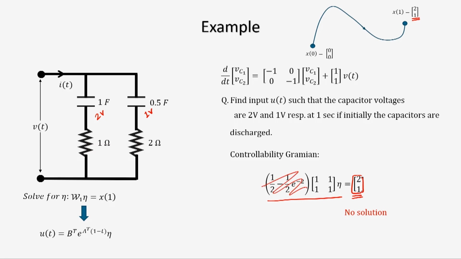This is anyway a scalar, so I just have to look at this matrix. The image of this matrix does not have (2, 1), so this will have no solutions. You will not be able to take the voltage of this system from (0, 0) to (2, 1) within 1 second. As a matter of fact, even if you give any other time, it will not be able to solve this problem, because the right hand side has (2, 1), which is not in the image of this matrix.